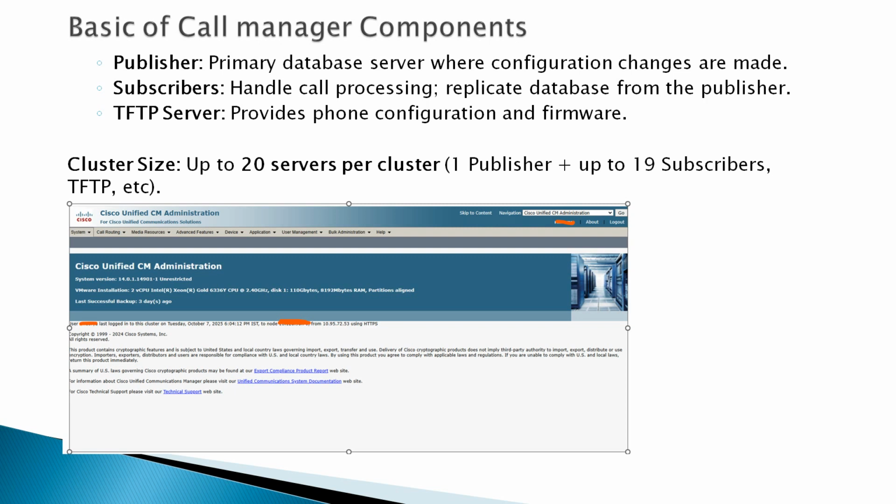As I was saying, there are up to 20 servers in a cluster, but we must have only one publisher and up to 19 subscriber or TFTP servers. This is a web page of the CUCM. There are some tabs like System, where you will find the system configurations, device pool, and all the information. I will cover it in a later session. There is the Call Routing tab, Media Resource, Advanced Features, Devices, Applications, and User Management, from where you have to create the users, and Bulk Administration, where you update the phones in bulk. And the Help tab is there.